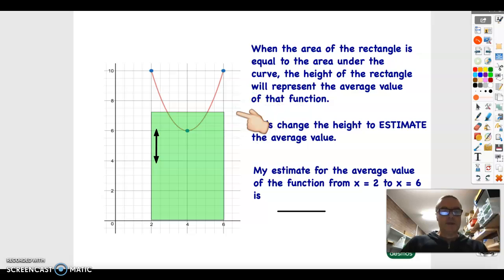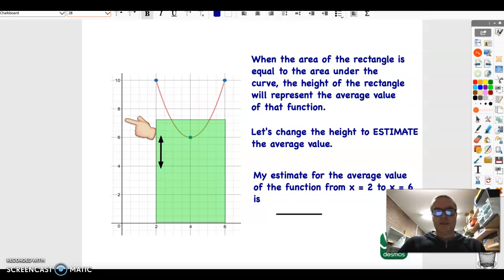And so this gives me an indication. I'm thinking that these two little gaps might be equal to this pocket that's in between the parabola and the top of the rectangle. So now I'm thinking that maybe the area of my rectangle is pretty close to the area under the curve. And I can see that the height of the rectangle is about 7.25. So that's going to be my guess. I'm going to guess that the average value of the function is 7.25.